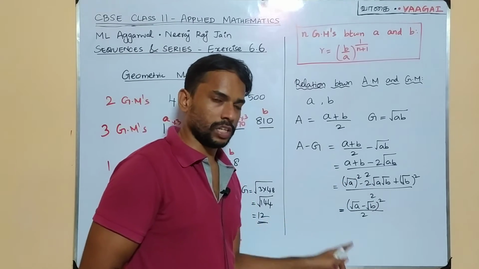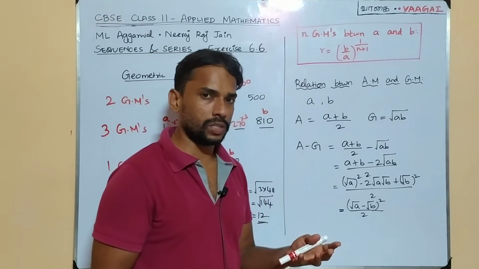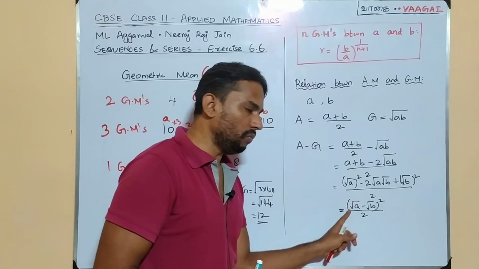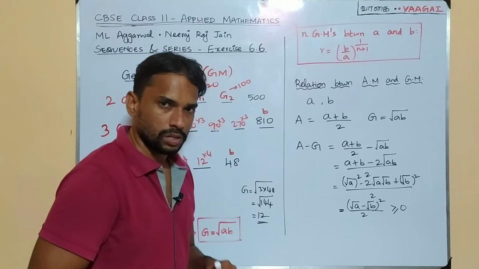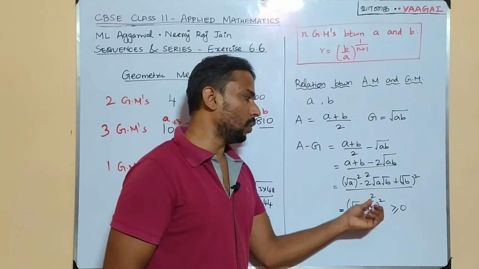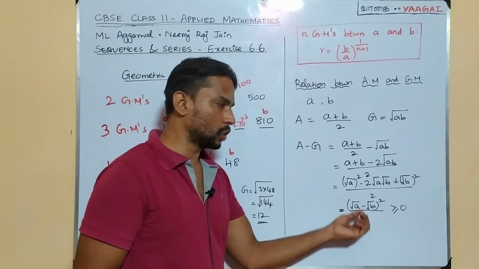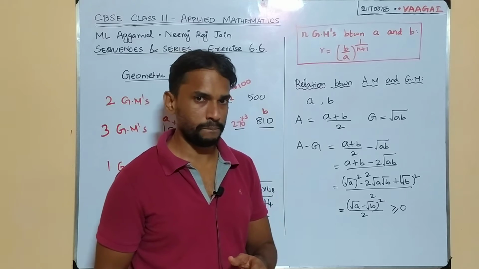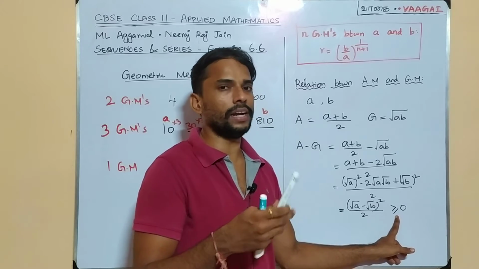And what can I tell about this expression when you take a and b to be two distinct real numbers? Definitely the value of this expression is always greater than or equal to 0. The reason is very simple. See the numerator part, root of a minus root of b the whole square. Whenever you square a real number, the answer cannot be negative. It is going to be a non-negative value only, either 0 or greater than 0. That's the reason I'm taking it as greater than or equal to 0.